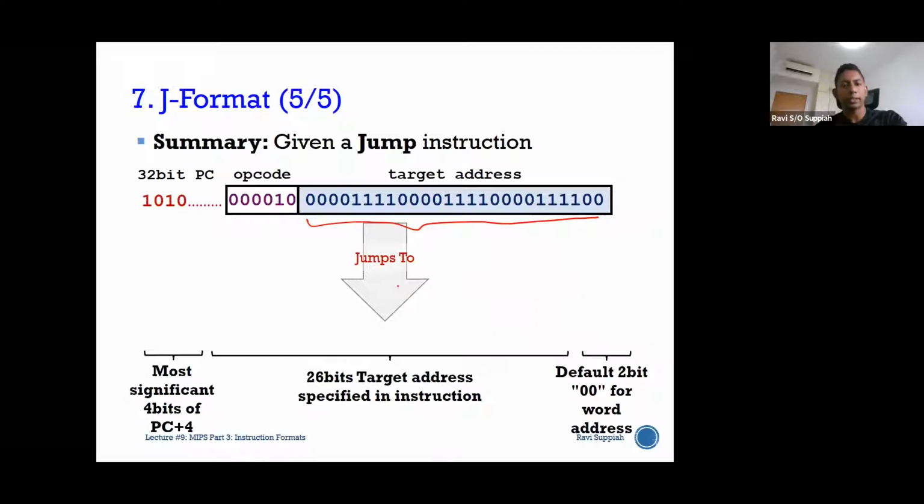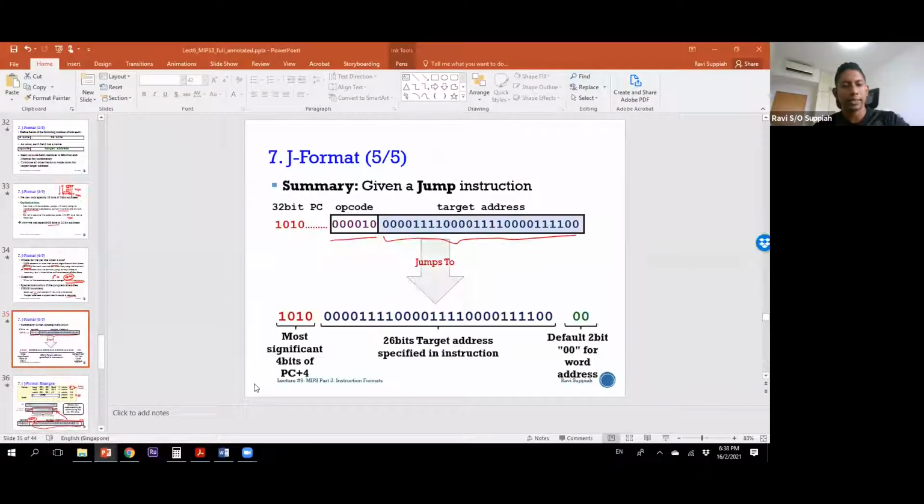So this is the example we looked at. If I give you this jump instruction, if I tell you this is a jump instruction, of course, how do you know it's a jump instruction? We look at the opcode. So let's switch to the data sheet.